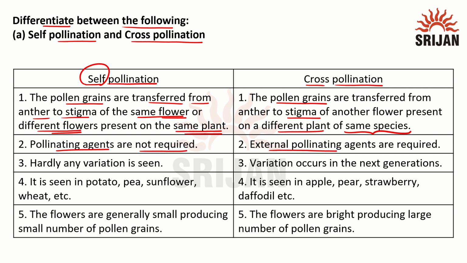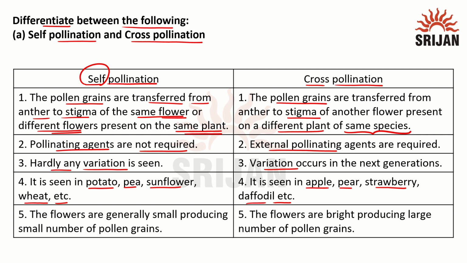In self-pollination, hardly any variations are seen. That is, differences between parent and offspring are very, very less. In cross-pollination, on the other hand, variations will occur in every generation. Self-pollination is seen in plants like potato, pea, sunflower, wheat, etc. Cross-pollination is seen in apple, pear, strawberry, daffodils, etc.